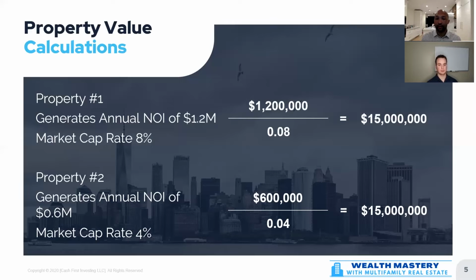So in areas where your cap rate is low, it's going to be a low risk return investment, whereas in areas where your cap rate is going to be higher, you're going to be taking on more risk. And that's why your cap rate is higher.